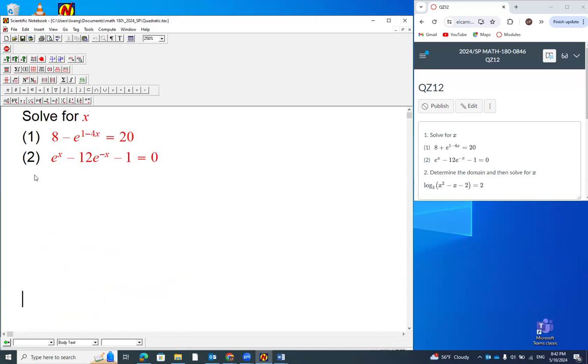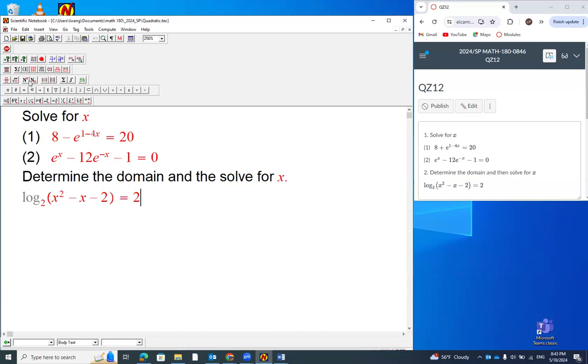And the third one is a logarithm equation. This logarithm equation is asking us to determine the domain and then solve for x. And the equation is log base 2 of parentheses x squared minus x minus 2 equals 2. All right.